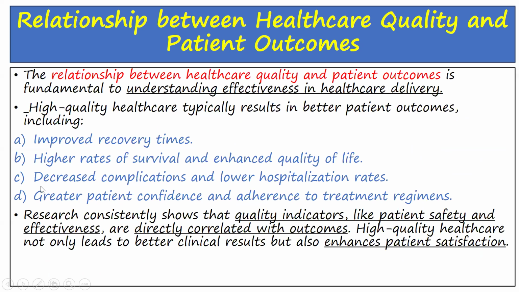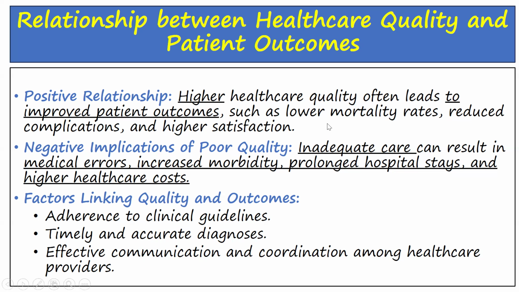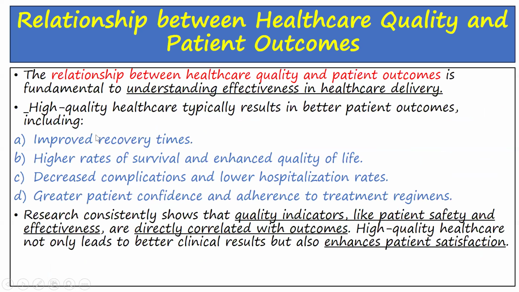Now, relationship between healthcare quality is still the same thing. So the relationship between healthcare quality and patient outcome is fundamental to understanding effectiveness in healthcare delivery. High quality healthcare typically results in better outcomes. This is what we said before. Positive, higher healthcare quality often leads to improved patient outcomes. So this is just the same thing here. High quality healthcare typically results in better patient outcomes.